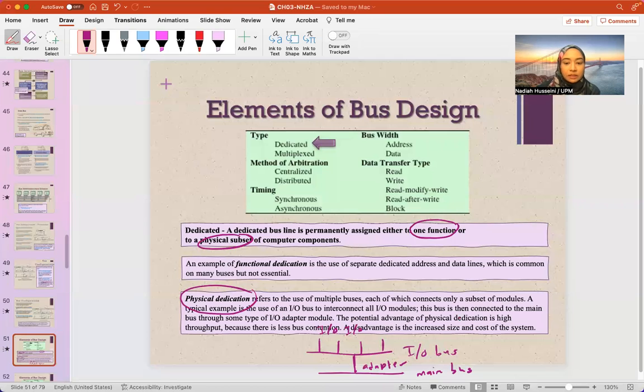So the potential advantage of physical dedication is high throughput because there is less bus contention. What does contention mean? It means disagreement or the need for coordination. So throughput is more data over a small period of time, because there is less disagreement among the devices. A disadvantage of this, however, is the increased size and cost of the system.